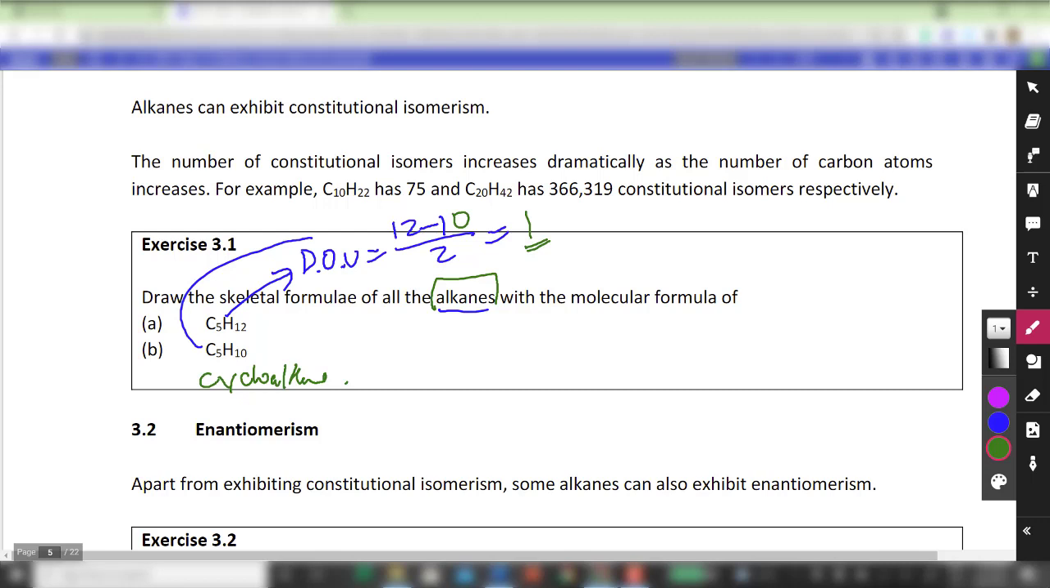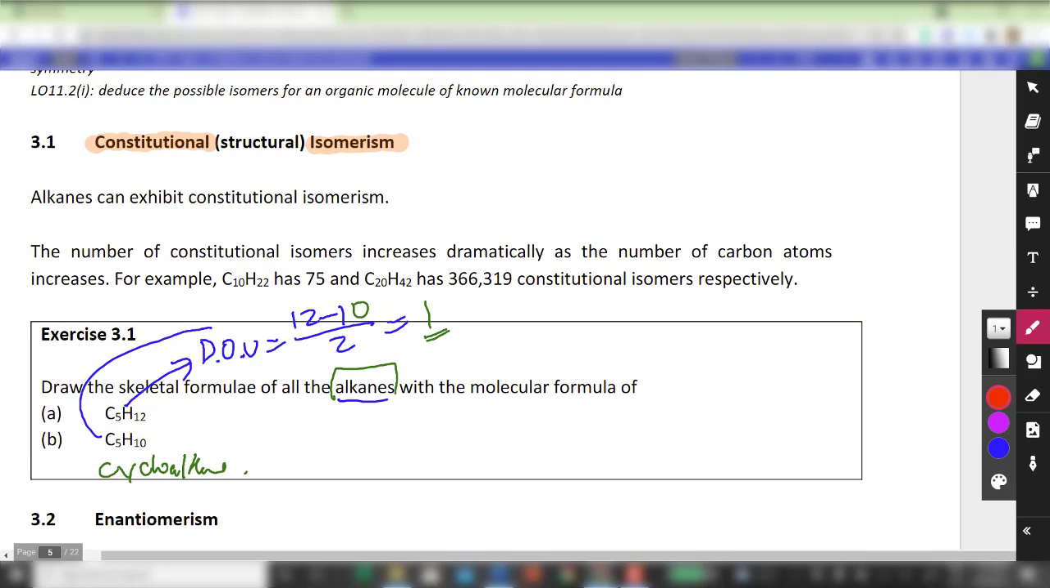Okay, so this is just for your information. Do not straight away see C5H10, or CnH2n, and then conclude that it's an alkene. It need not necessarily be an alkene. Okay, so for C5H12, as I mentioned to you in the chapter on constitutional isomerism, on isomerism in general, right?